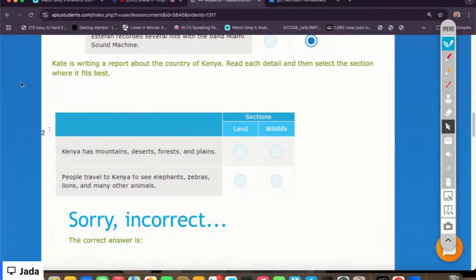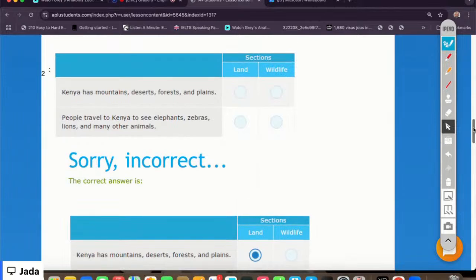Alright, let's look at some more examples. For example, Kate is writing a report about the country of Kenya. Read each detail and then select the section where it fits best. Alright, so we have: Kenya has mountains, deserts, forests, and plains. People travel to Kenya to see elephants, zebras, lions, and many other animals.